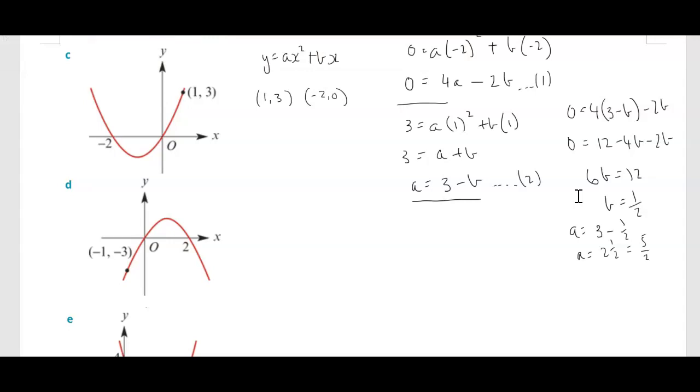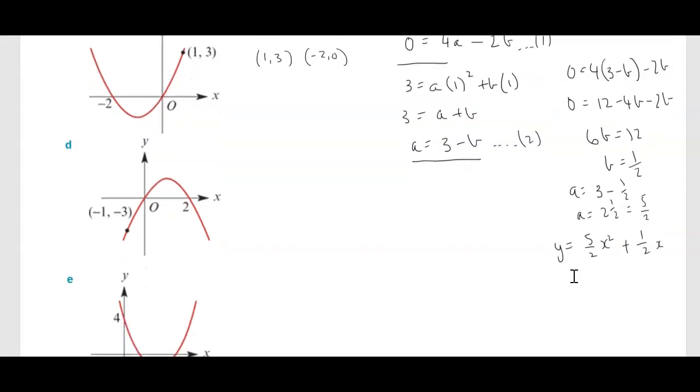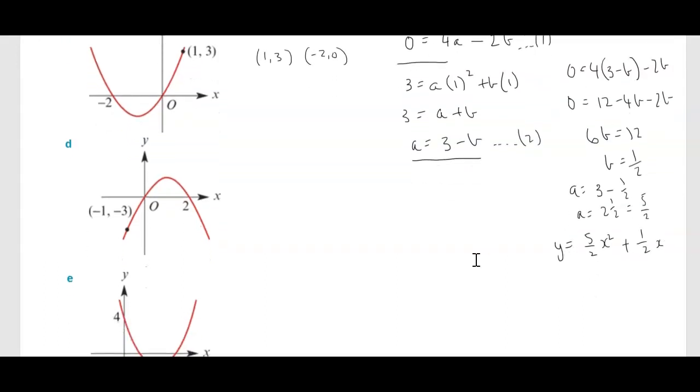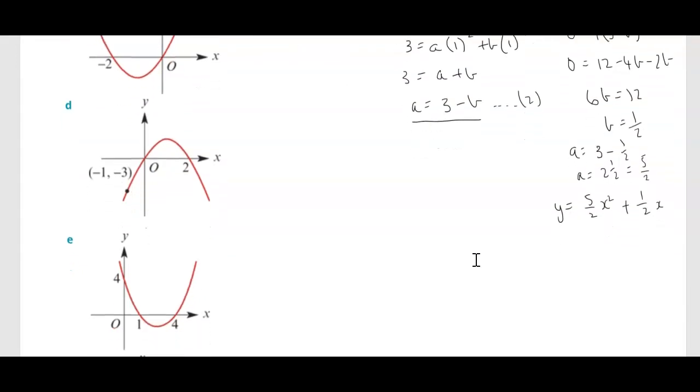Here we go. All right, so your equation is y equals a, which is 5 on 2, x squared plus b, which is a half, x. And you could probably tidy that up. You could put everything over 2, but I'm just going to leave it like that, just timing wise for the video.